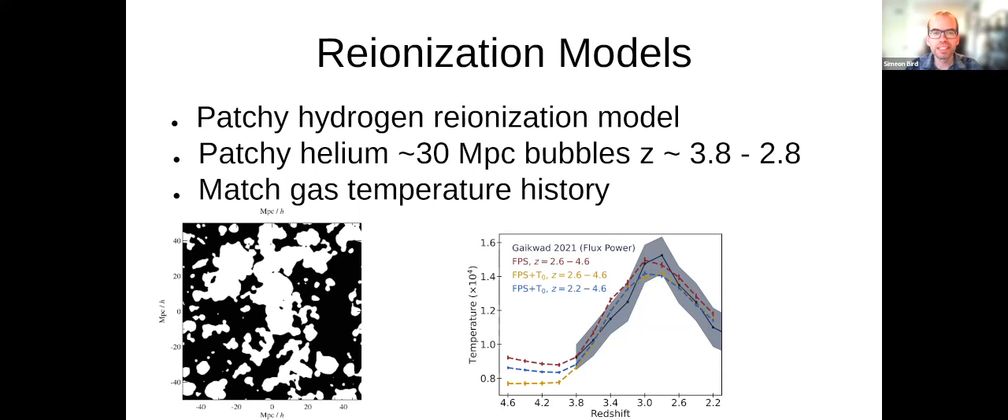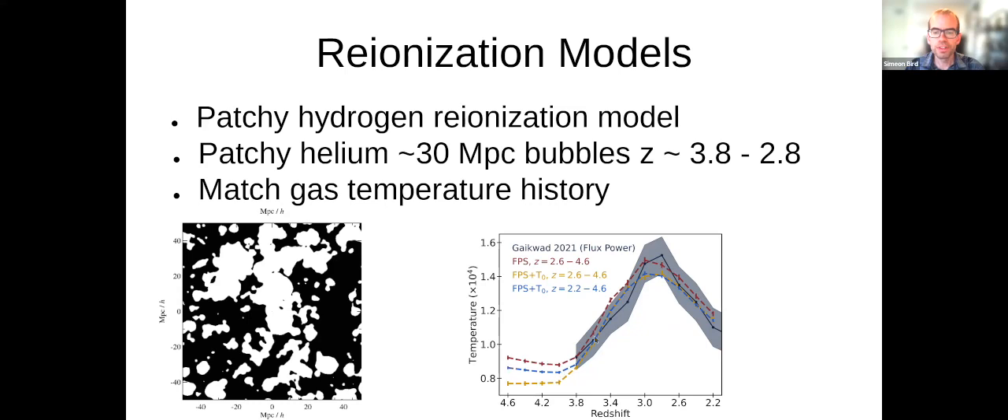This involves the placing of 30 megaparsec ionizing bubbles, which heat the gas within their bubble and cause the overall ionization fraction to change from 0 around redshift 3.8 to around 1 at redshift 2.8. And the effect of this is to heat the gas to match the observed IGM temperature, shown by this black line with gray bands around it.